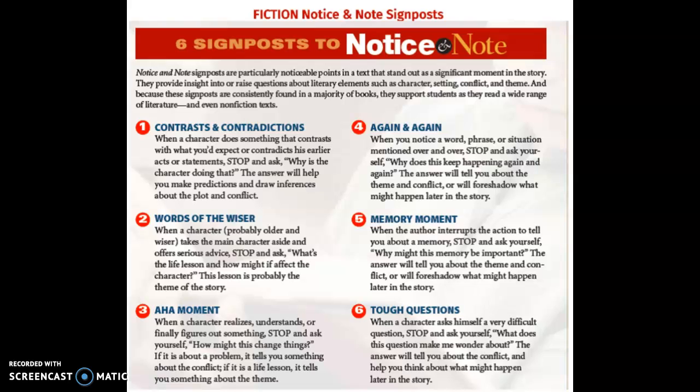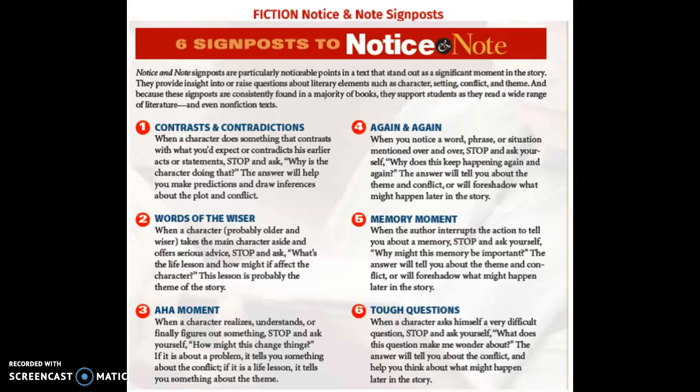All right, number 4 is called Again and Again. So this signpost is something you should notice when a word or a phrase or a situation is repeated over and over again. And this can really be anything. It could be a color repeated over and over again. It could be a number repeated over and over again. It could be an item, right? Something that just keeps coming up. Why do they keep talking about M&Ms? I don't know. Well, maybe M&Ms are going to be really important later.